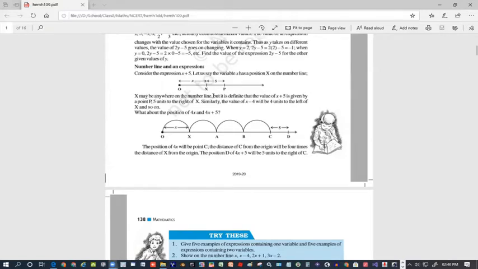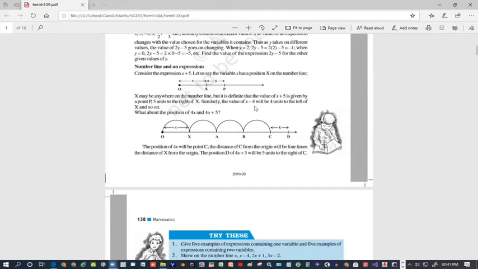x may be anywhere on the number line, but it is definite that the value of x plus 5 is given by a point P. Okay, x can be any value on the number line. So we mark x, but P will be just after 5 points of x. It says that P will be 5 units to the right of x.